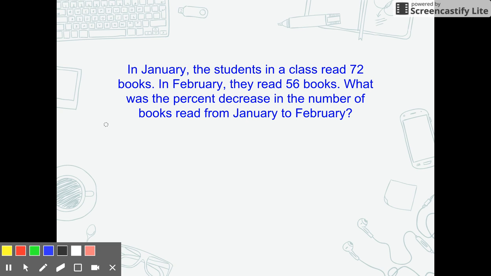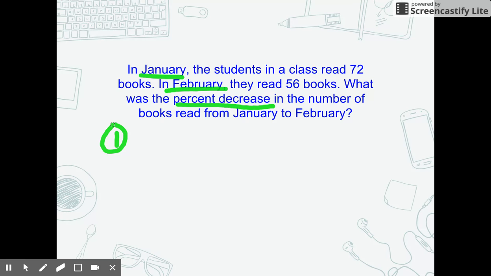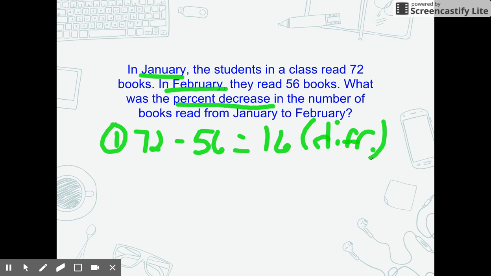In January, the students in the class read 72 books. In February, they read 56 books. What was the percent decrease in the number of books read from January to February? So when you set up this problem, the reason why I underline percent decrease is because that's going to help me to figure out which number is the original. So remember, in step 1, you had to find the difference between the two numbers. So we've got 72, and we're going to take away 56 because that's our smaller number, and that difference is 16. Okay, and I'm just going to abbreviate difference.